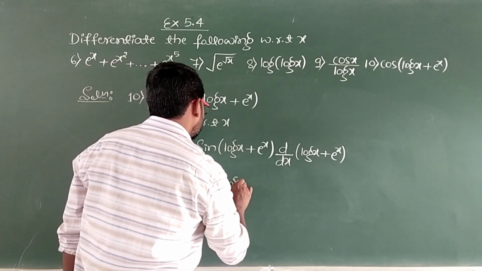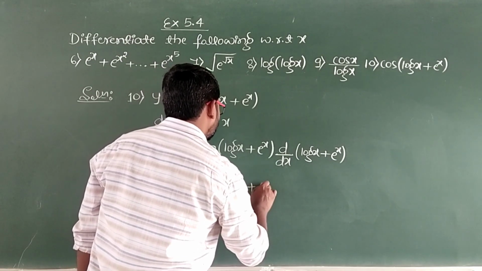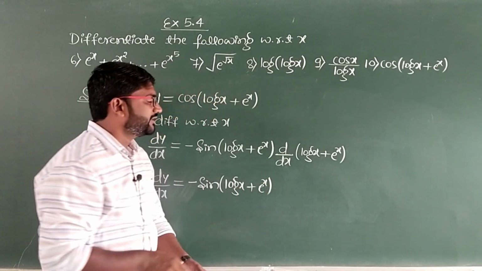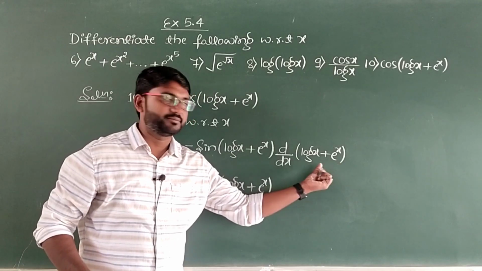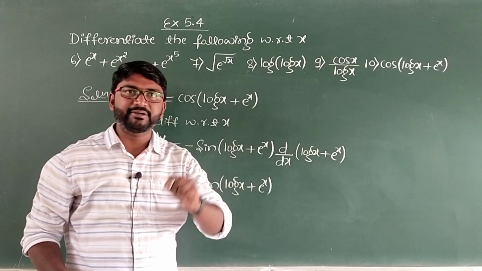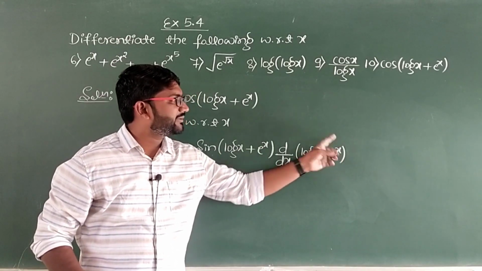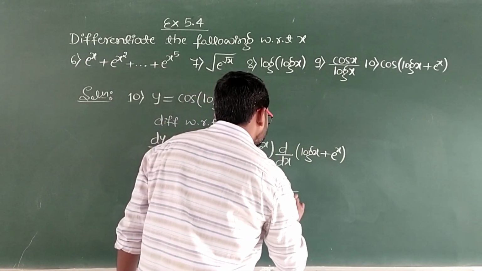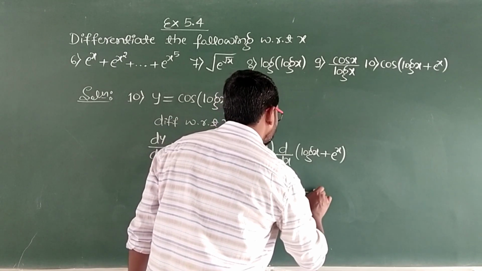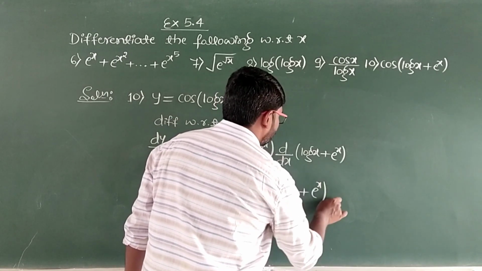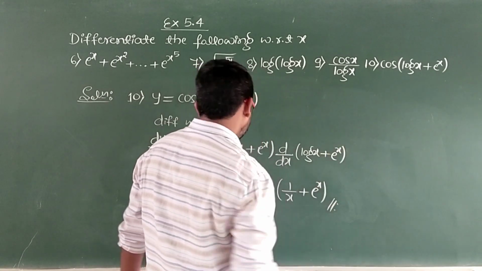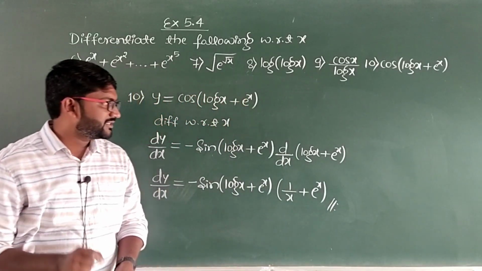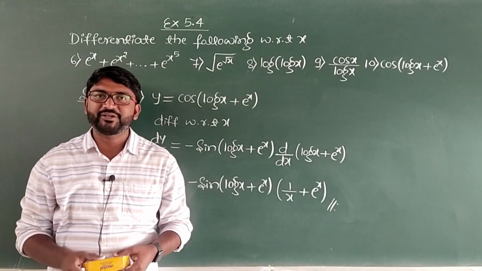So now dy by dx which is equals to minus sin of log x plus e power x. Now take the derivative of these two terms. Derivative of log x will be 1 by x and then derivative of e power x will be e power x itself. So overall we have 1 by x plus e power x. So this is the answer for the question number 10. Note down this, and with this we have completed the exercise 5.4. Thank you.